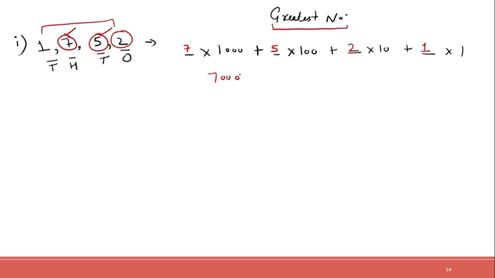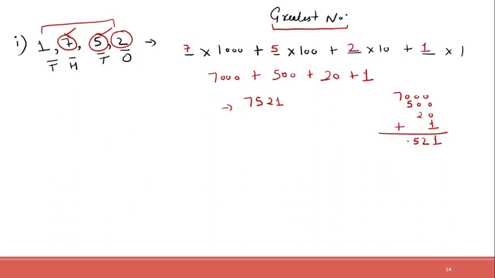Now we'll multiply it. 7 into 1000, 7000. 5 into 100, 500. Plus 2 into 10 is 20. Plus 1 into 1 is 1 only. Now if we add 7, 5, 2, 1, it is the greatest number. How I added it? 7,000, 500, 20, 1. Then here if we add it, 7, 5, 2, 1, right? So this is the greatest number which we can make from these four given digits, right? Now come to the smallest number.